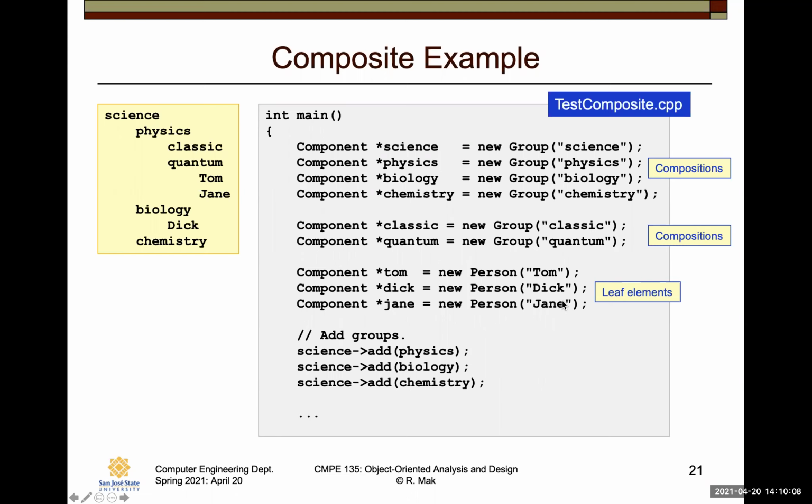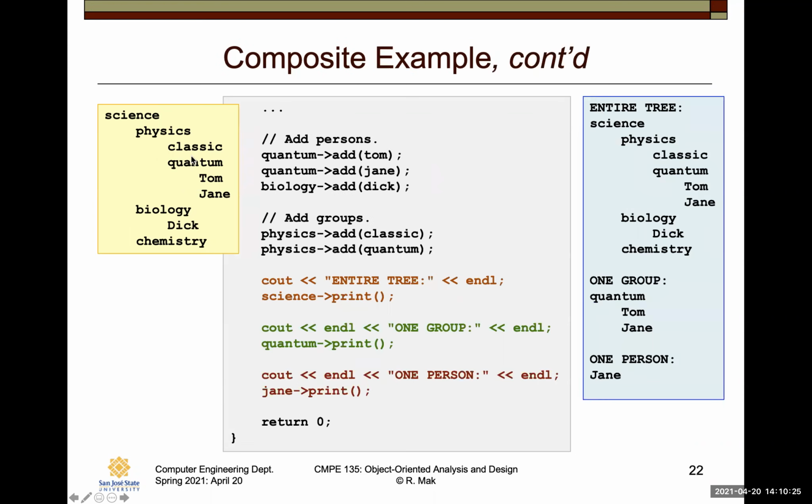Now we're going to start doing the compositions here. To science, the group, we're adding physics, biology, and chemistry. So now we have the children of science. And then to quantum, we're going to add Tom and Jane, and to biology, we're going to add Dick. So now we have built our tree.